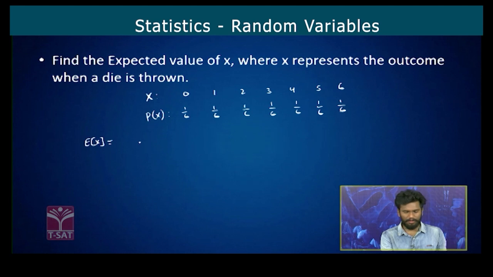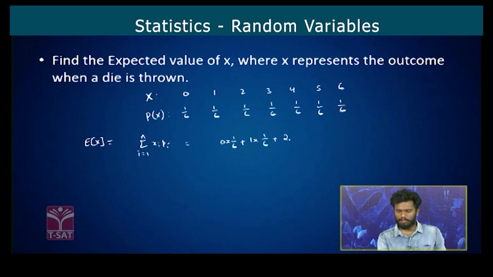Expectation of x is nothing but summation xi into pi where i takes values from 1 to n. Here it is 0 into 1 by 6 plus 1 into 1 by 6 plus 2 into 1 by 6 plus 3 into 1 by 6 plus 4 into 1 by 6 plus 5 into 1 by 6 plus 6 into 1 by 6.